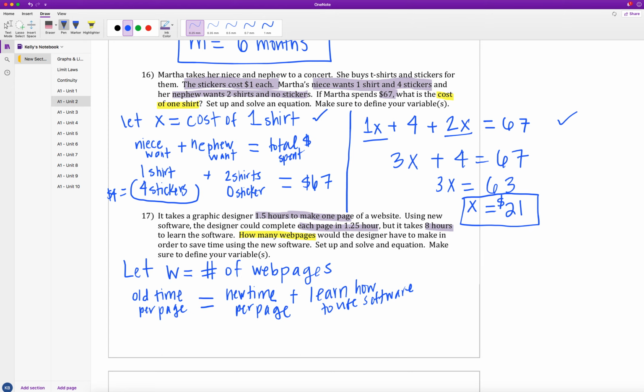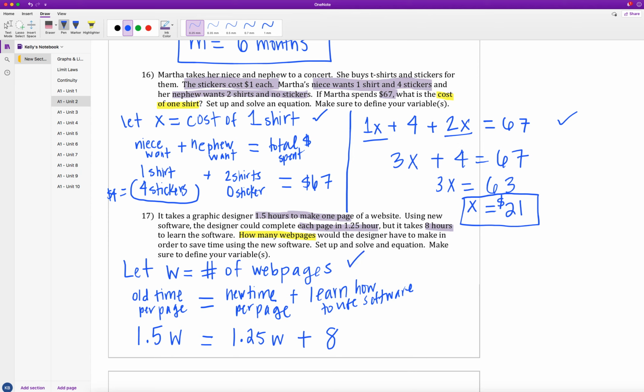Well, our old amount of time was 1.5 hours. That would be 1.5 times W, because it's per web page, equals our new time, 1.25 times W, since that's also per web page. But we have to add the amount of time it takes to learn this new software. That's going to be adding 8 hours, because I only have to learn how to use the software once. So I don't have to do 8 times W, since this isn't 8 hours for every web page. That would be a lot of work. This is just 8 hours at the beginning as a training, and then from there I use less time, so I use the 1.25 per web page.